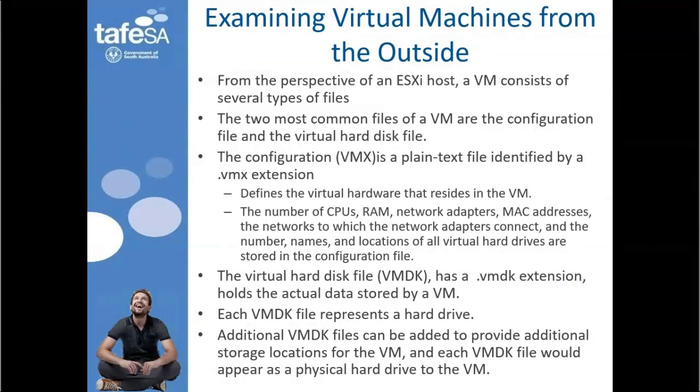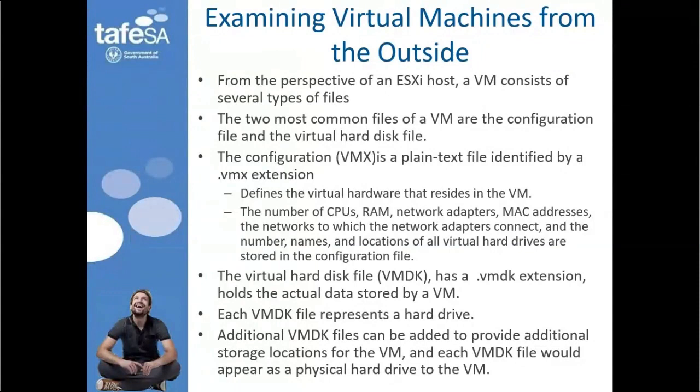VMware Workstation then takes all the files, using the VMX files as configuration, and writes to it, reads from it, does all that kind of stuff. But at the end of the day, they're just a whole bunch of files. The two most common files, so it's not going to be any different for VMware Workstation and VMware vSphere. The two main ones are the VMX file and the VMDK file. VMX is a plain text file.